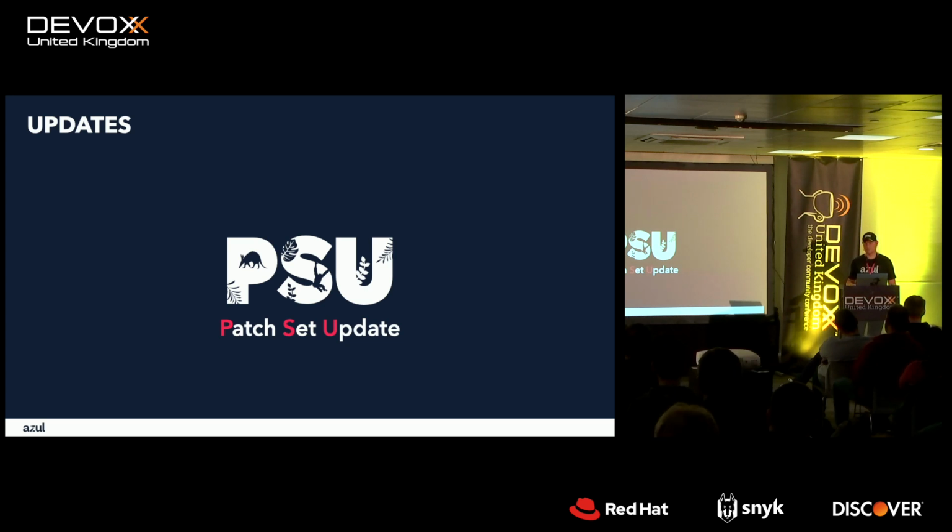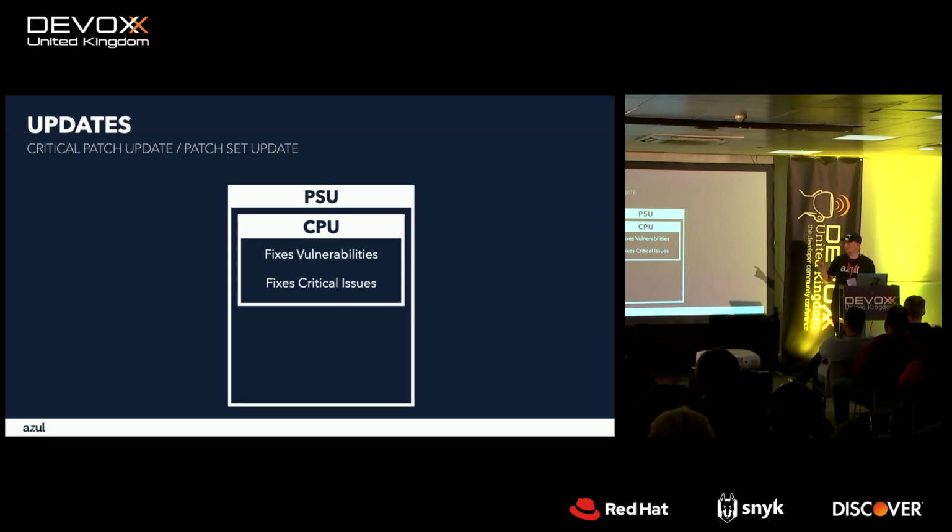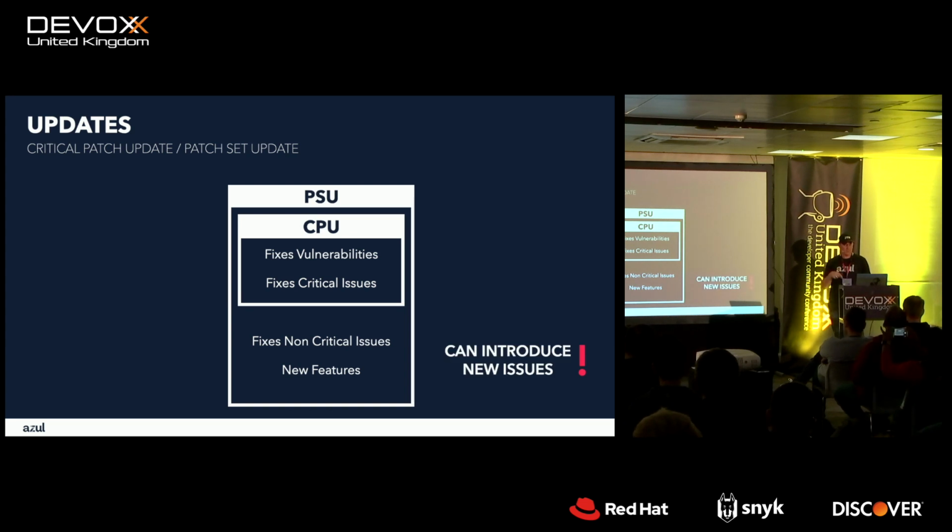The reason for that is that you only get this usually, and then there's no reason to name it, right? So the CPU, the critical patch update, only contains fixes for vulnerabilities and critical issues, and that's it. Nothing more. Whereas the PSU is a superset, that means it contains the CPU, but it also introduces fixes for non-critical issues, and it can contain new features. That means it can introduce new issues.